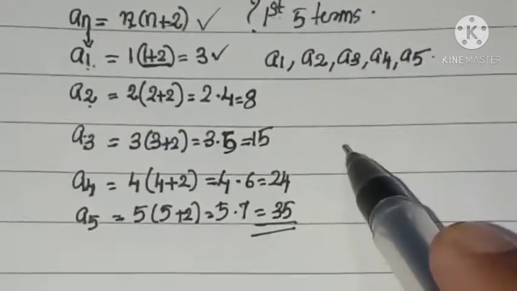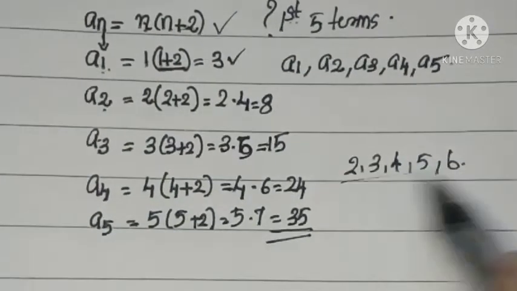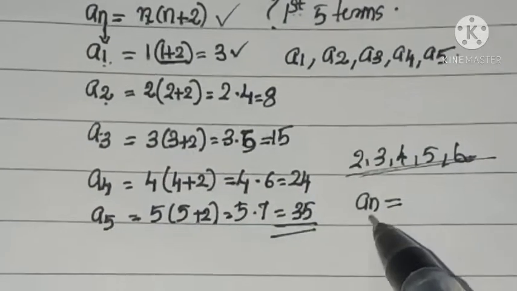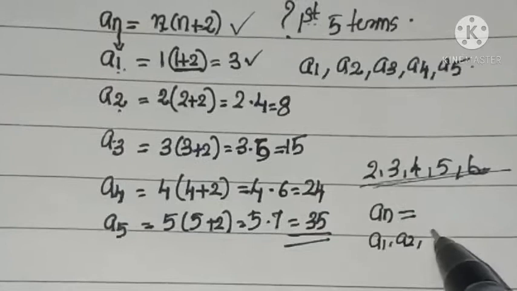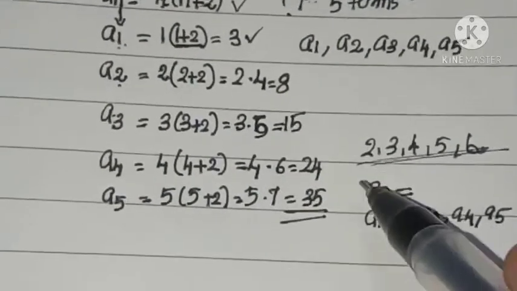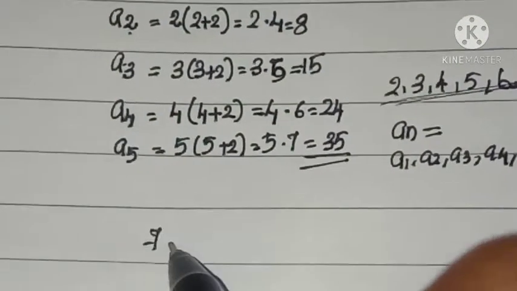Okay. So question number 2, 3, 4, 5, 6. All these questions are just like this: given an, then find a1, a2, a3, a4, a5. It's a simple one. So do it by yourself.